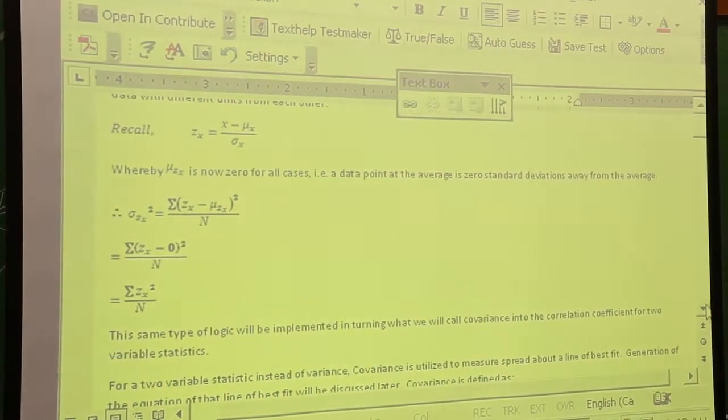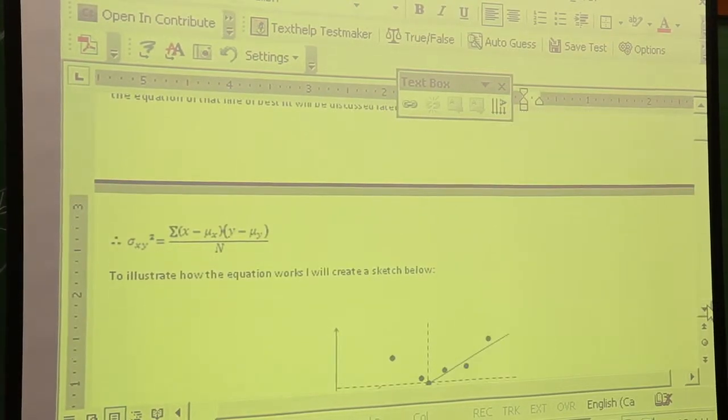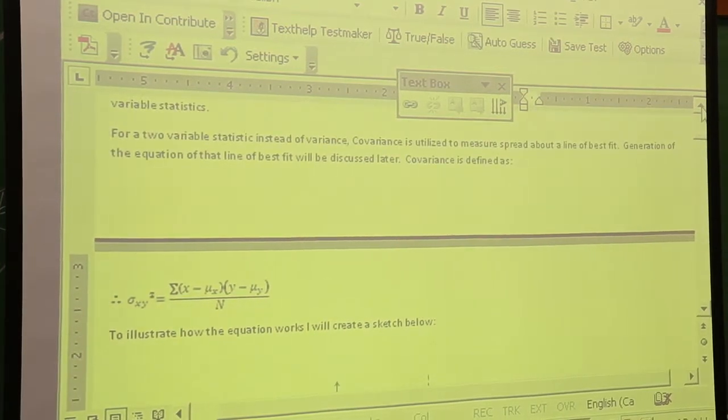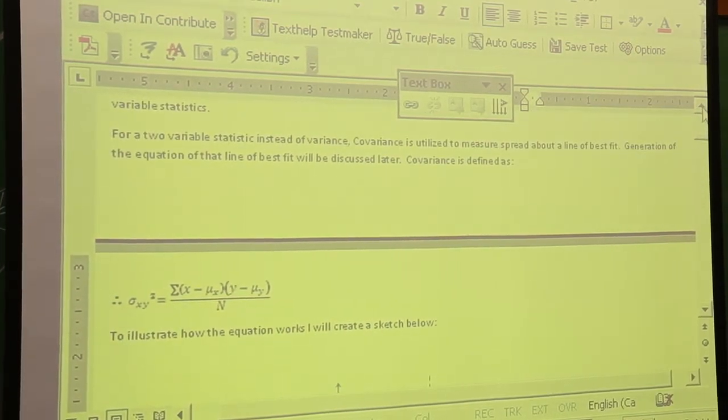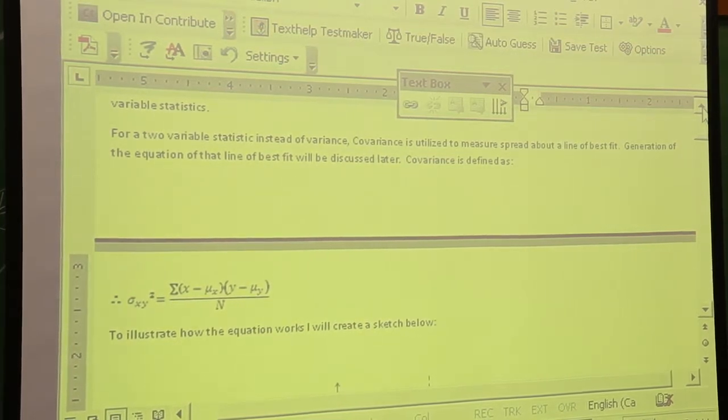I just don't like to give you guys formulas for the sake of formulas. Okay, so for two variable statistics, instead of variance, covariance is utilized to measure the spread about a line of best fit. Generation of the equation of that line of best fit will be discussed later. Good, I don't have to show you the proof now, because I'm going to do it now. Here it is.